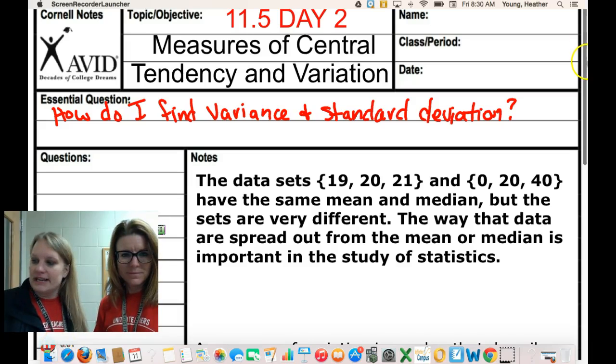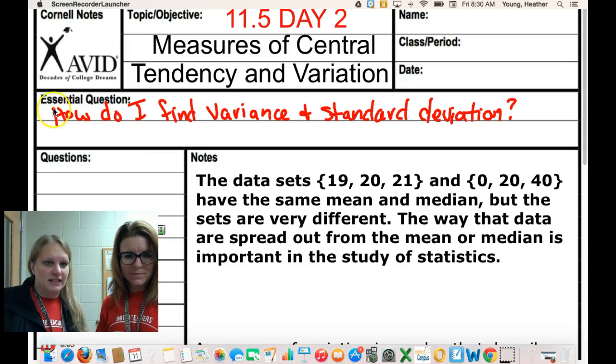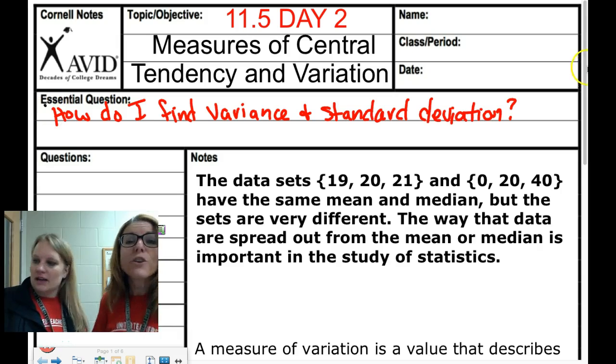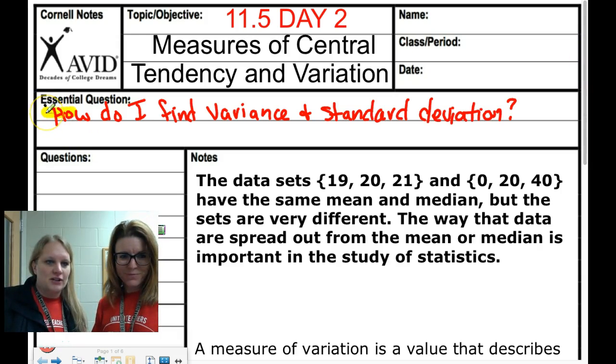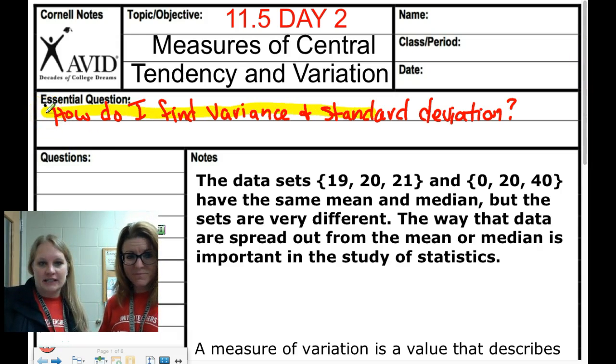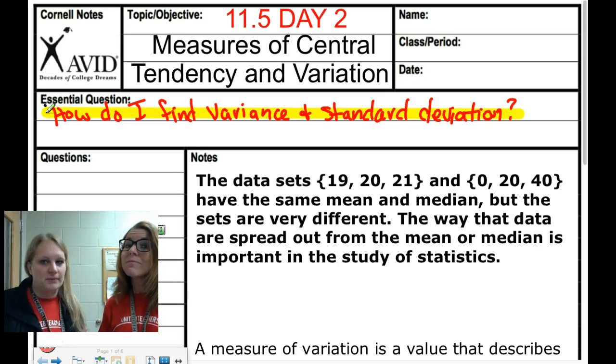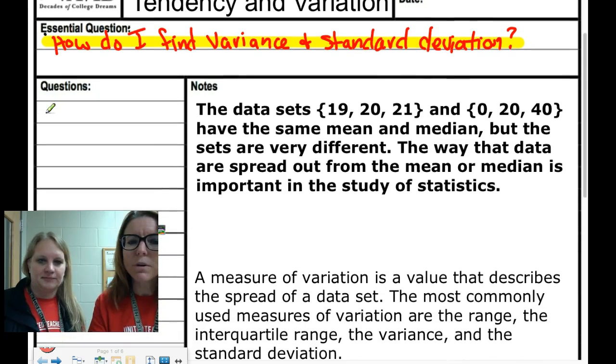All right, so today is day 2 of our measures of central tendency and variation. Our essential question is, how do I find variance and standard deviation? So let's start by looking at this group of numbers.